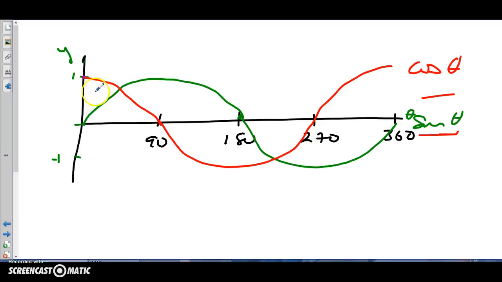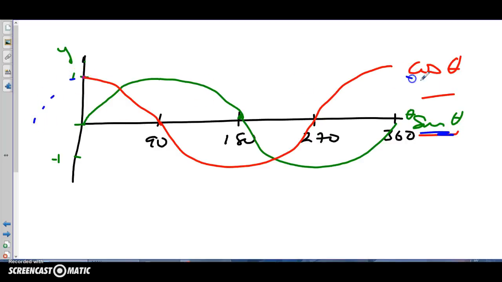If you want to know which one's which, turn your head down, or to the left. You notice this looks like a C, and that's your cos, and this is a backwards S, which is your sine. So the difference is really a matter of where you're looking from.